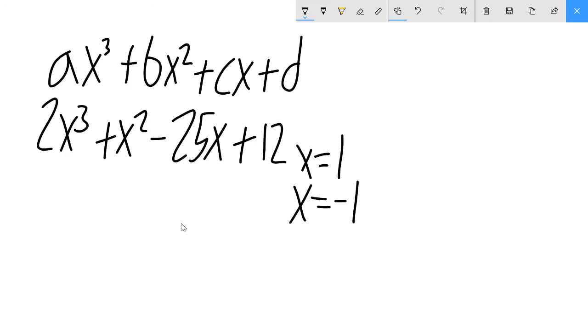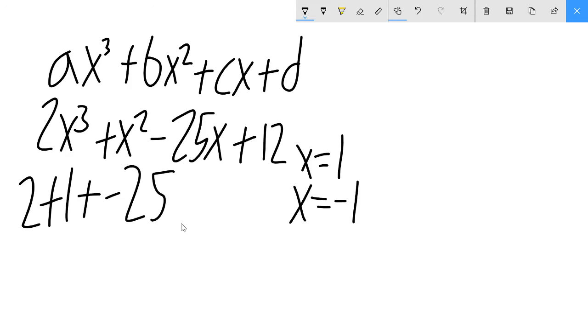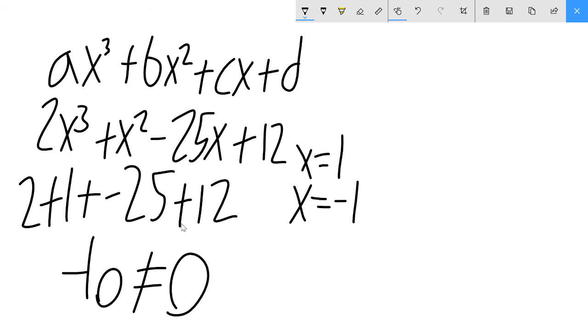To check if x equals 1, you add all the coefficients, a, b, c, and d. The first coefficient, a, is 2. The second coefficient, b, is 1. The third coefficient, c, is minus 25. And the fourth coefficient, d, is 12. So if we add 2, 1, negative 25, and 12, you get negative 10. Negative 10 is not equal to 0. So you know x cannot equal 1.